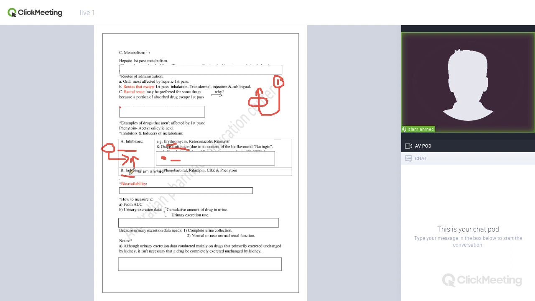We have the inducers, medications that increase the activity of liver microsomal enzymes, in turn causing a decrease in concomitantly administered drugs because they are extensively metabolized by the liver. Examples of those medications are phenobarbital, rifampicin, and phenytoin.